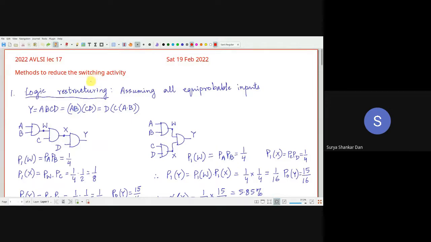In our previous lecture, we have already seen the significance and the methods by which you can estimate the switching activity. Now, in today's lecture, we are going to find out the methods to reduce the switching activity in the circuits. Now, the first method is the logic restructuring or logical restructuring, whichever way you call it.